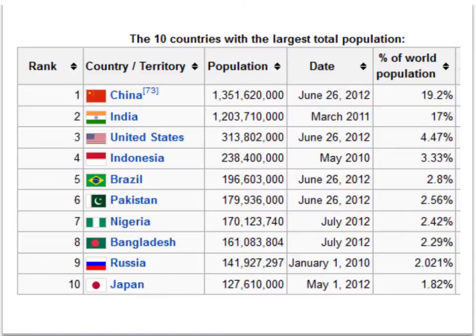And this table shows the 10 most populous countries on the planet at the moment. And if we look at the examples of China and India, we can see that more than 36% of the world's population live in just those two countries.